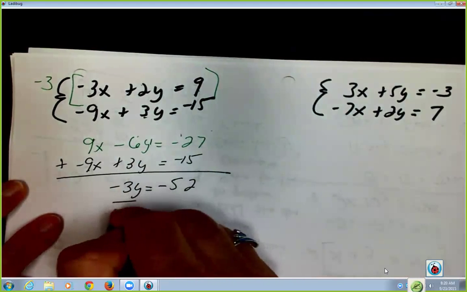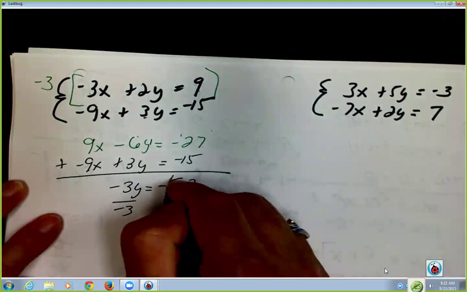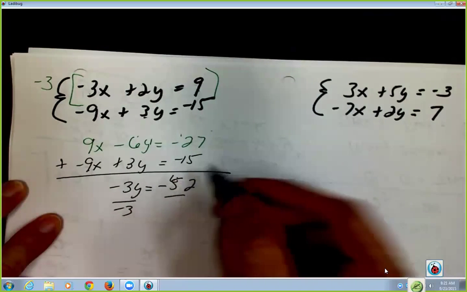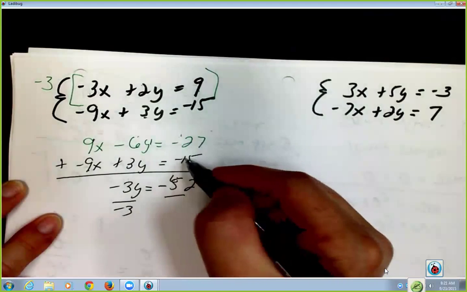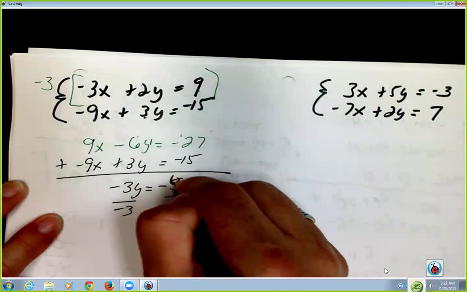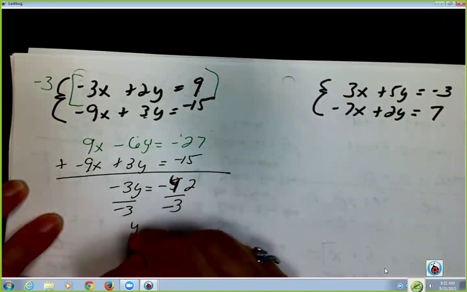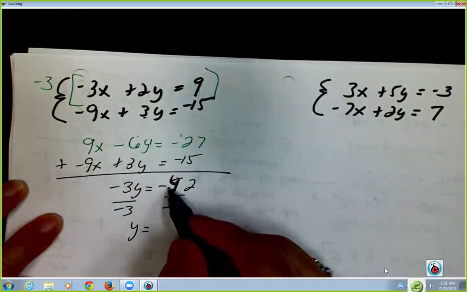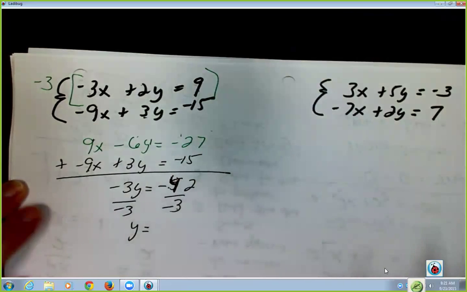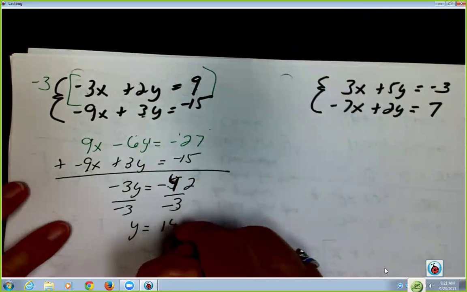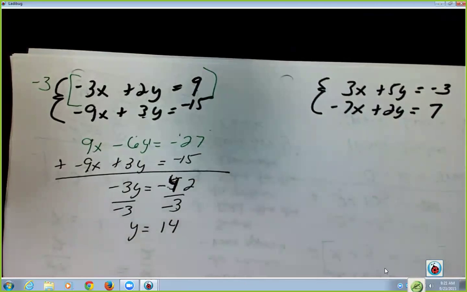Divide by a negative 3. Oh, 42. Yep, you are right. It is a 42. Divide by a negative 3, and I find out that y is equal to negative 3 goes into 42. You guys out there, how many times does it go in there? 14. Okay, so y is 14.